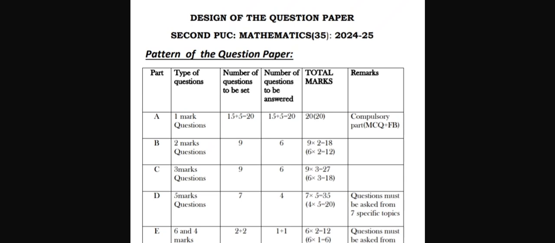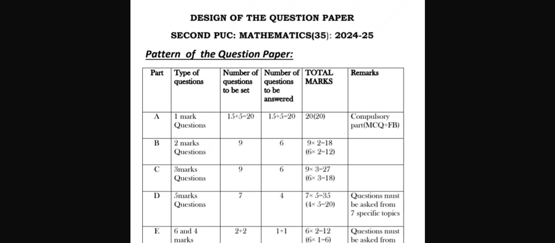Next section is part D. Part D carries 5 marks questions. There are 7 questions set in part D. We have to answer only 4 questions. The questions must be asked from 7 specific topics. There are 7 questions from the specific topics only. We will discuss the topics later.